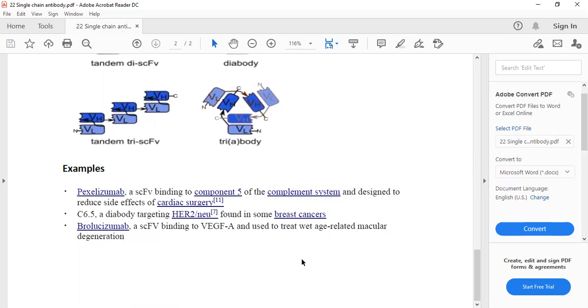So there are various examples which are prepared in laboratory conditions as single chain variable fragments or single chain antibodies. So our lecture is over here. Thank you very much.